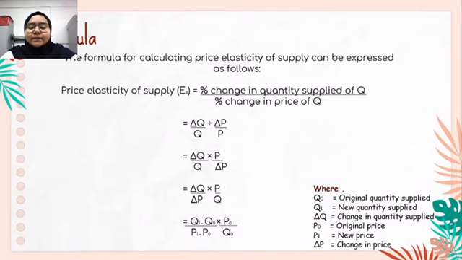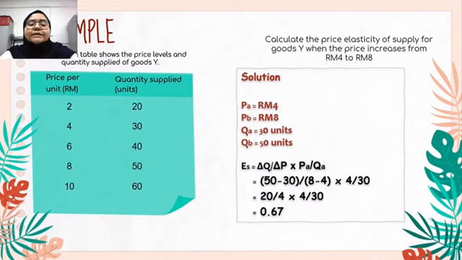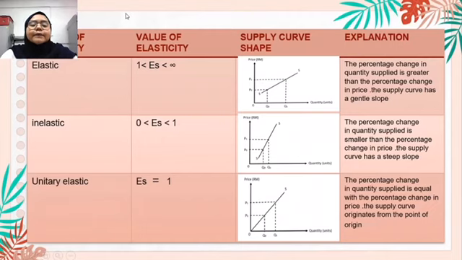As you can see here, this is an example of a question for price elasticity of supply. The degree of elasticity is divided into five: elastic, inelastic, unitary elastic, perfectly elastic, and lastly, perfectly inelastic.